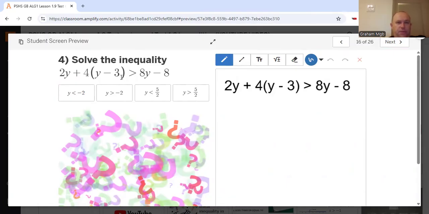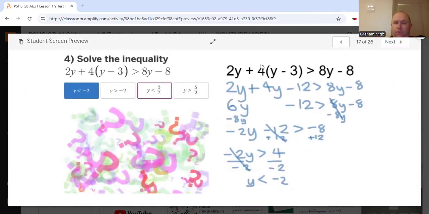And another question with the distributive rule here. So once again, I'm going to skip to my answer. 4 times y is 4y. 4 times negative 3 is negative 12. And when we're combining these terms, once again, we don't need to do the opposite because these are already on the same side of the equal sign.